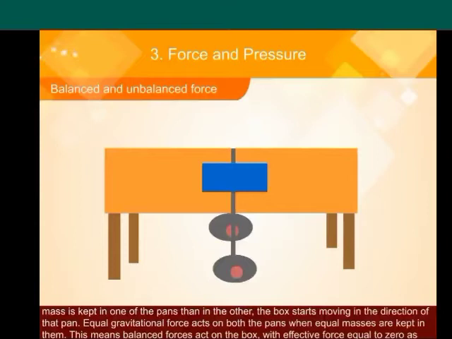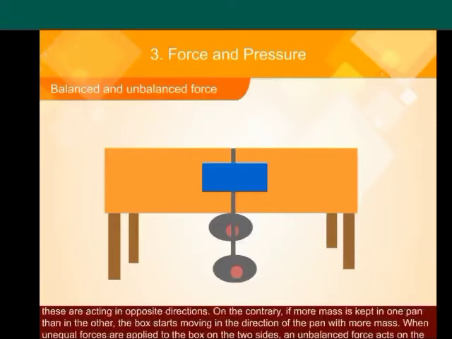Equal gravitational force acts on both pans when equal masses are kept in them. This means a balanced force acts on the box with effective force equal to 0, as these are acting in opposite directions. On the contrary, if more mass is kept in one pan than in the other, the box starts moving in the direction of the pan with more mass.